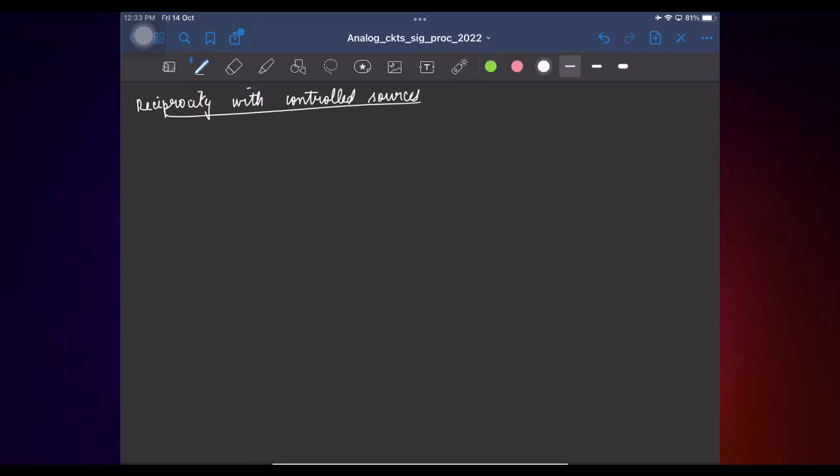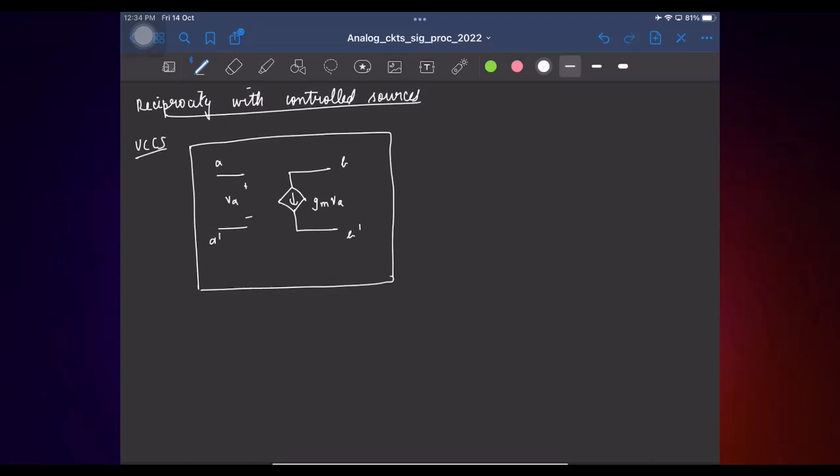And first let's look at the VCCS, because that's the model for a transistor. So let's say I have a VCCS connected between nodes A prime and here it is B prime. So this voltage is VA and this current is GMVA. So let's say this is in a big network, and the network, in addition to this voltage controlled current source, has multiple RLNCs.